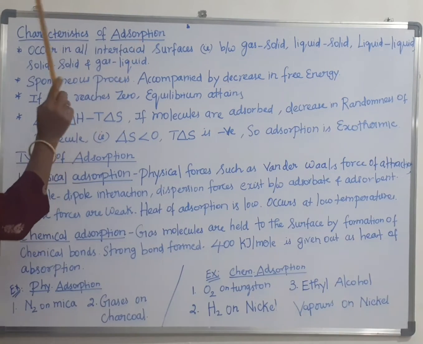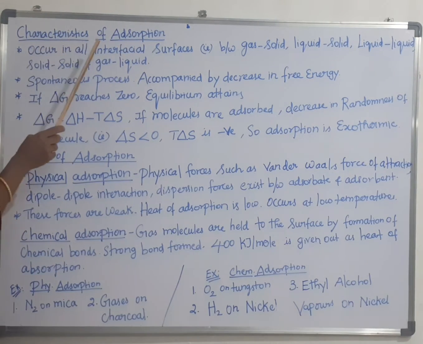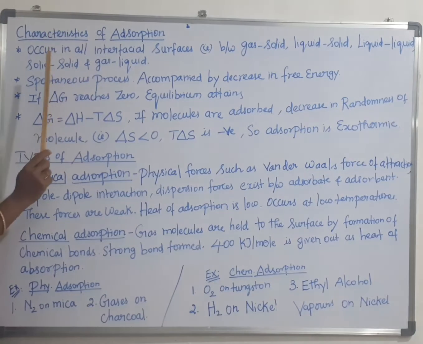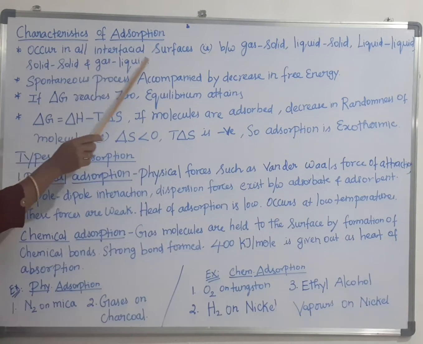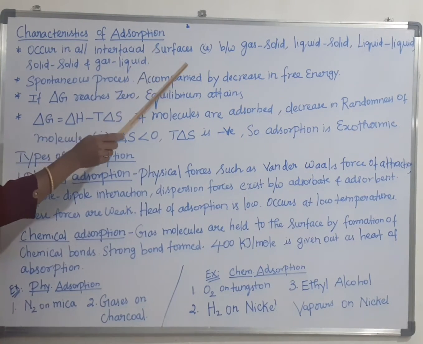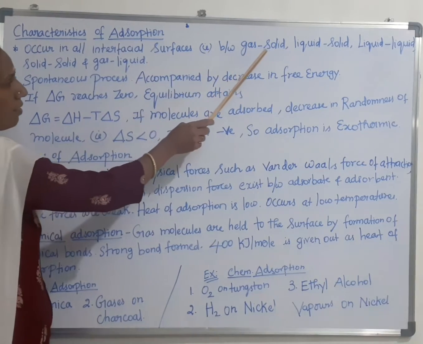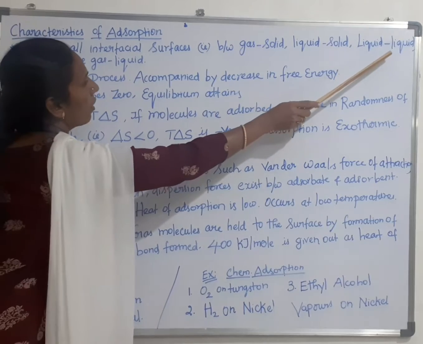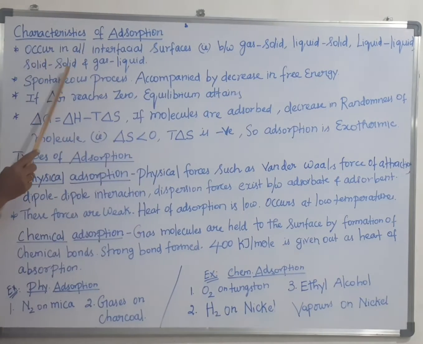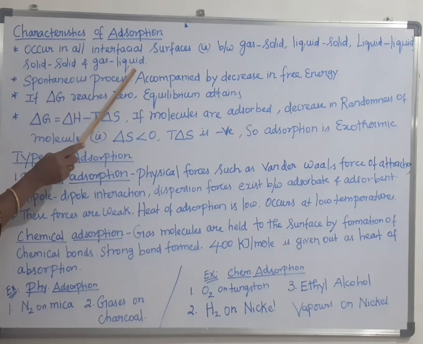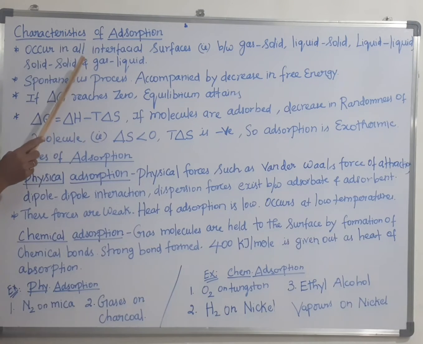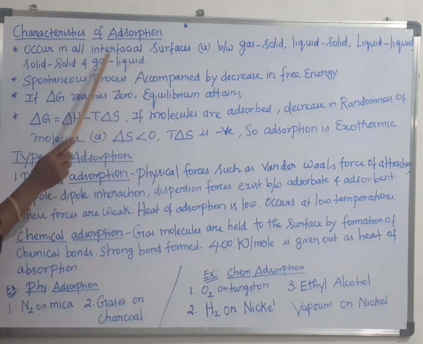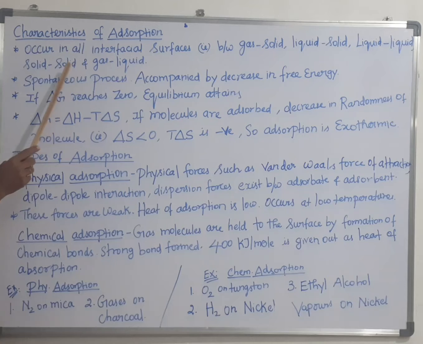Characteristics of adsorption. So what are the characteristics of adsorption? The adsorption occurs in all interfacial surfaces, that is between gas-solid phase, liquid-solid phase, liquid-liquid phase, solid-solid phase and gas-liquid phase. So the adsorption occurs in all the interfacial surfaces. This is the first characteristic of adsorption.